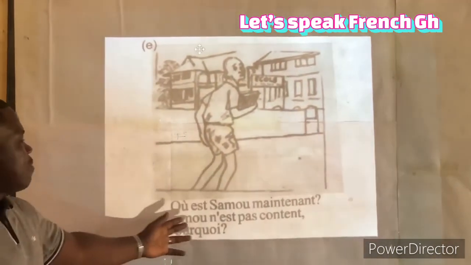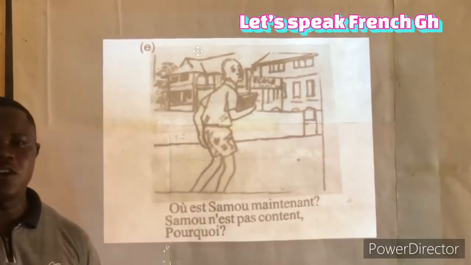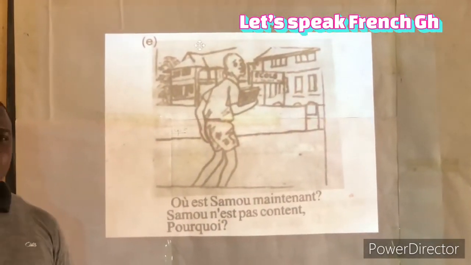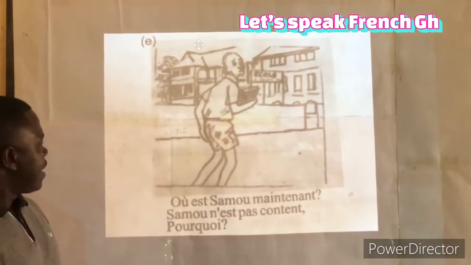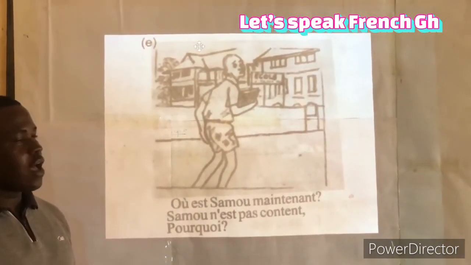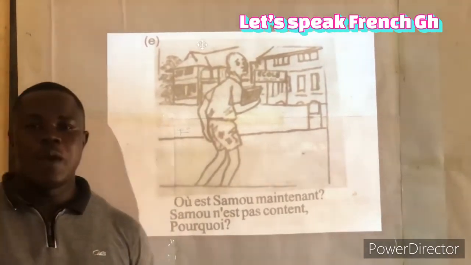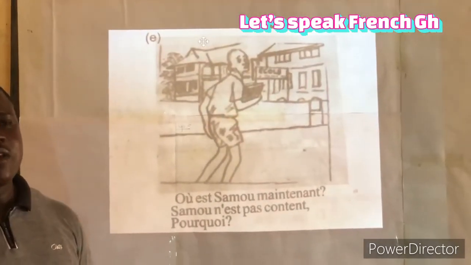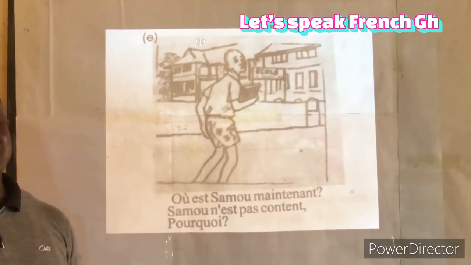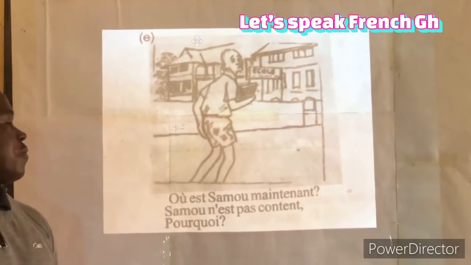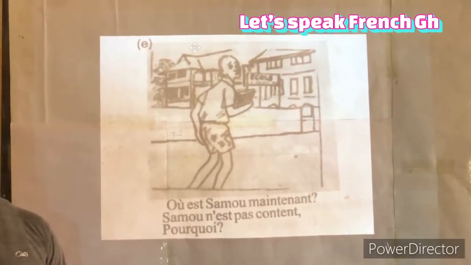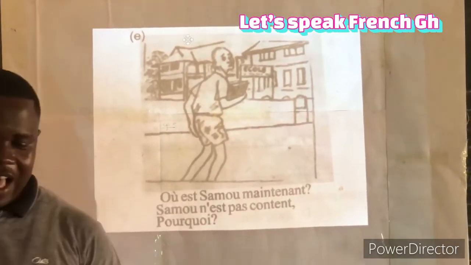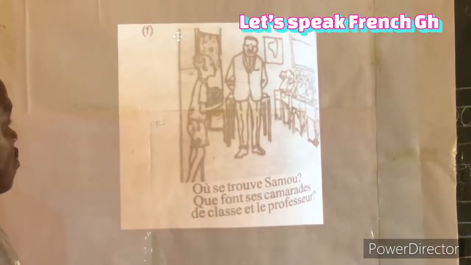So, who is Samu maintenant? Samu est à l'école. Samu is in school. Then the next one, Samu n'est pas content. Pourquoi? Samu n'est pas content parce qu'il est tombé et il est sale. Because he fell and he's dirty. I'm sure he's hurt also. Samu n'est pas content parce qu'il est tombé et sale. So that is the description we give to Samu.